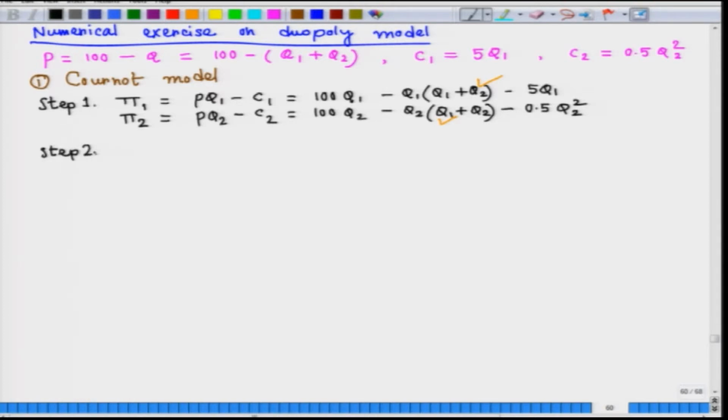So, I hope you remember that the reaction function is basically the most important concept in a Cournot duopoly and Stackelberg duopoly model in order to solve these models. So, we have to derive the reaction functions. From where to get the reaction functions? We have to find out the first order conditions, right. And let me now find out the first order condition for firm 1.